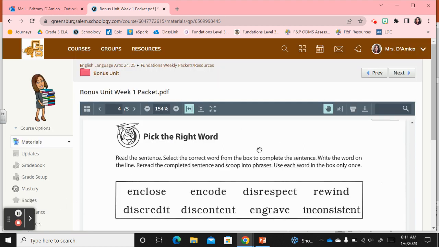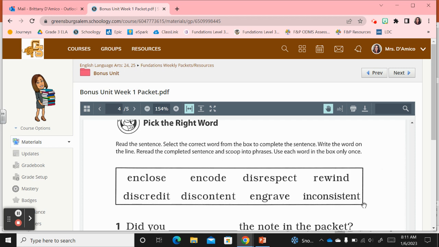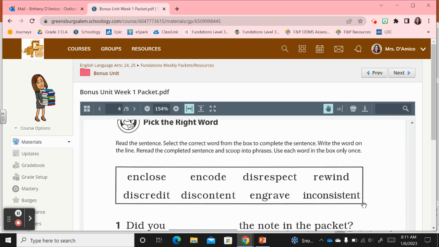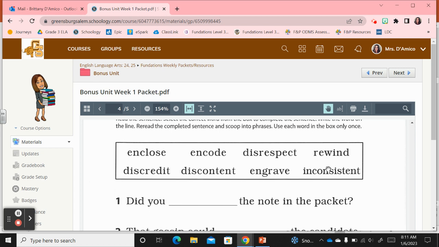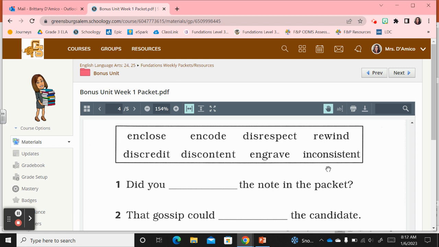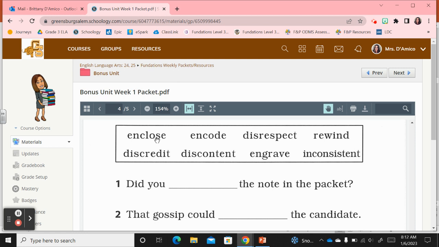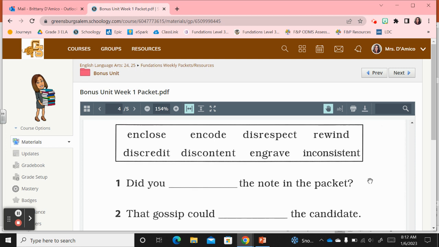Okay, moving on to the next page that asks you to pick the right word. It says, read the sentence, select the correct word from the box to complete the sentence. Write the word on the line and then reread the completed sentence and scoop into phrases. Use each word in the box only once. So let's take a look at these words in the box. We have enclose, encode, disrespect, rewind, discredit, discontent, engrave, and inconsistent.